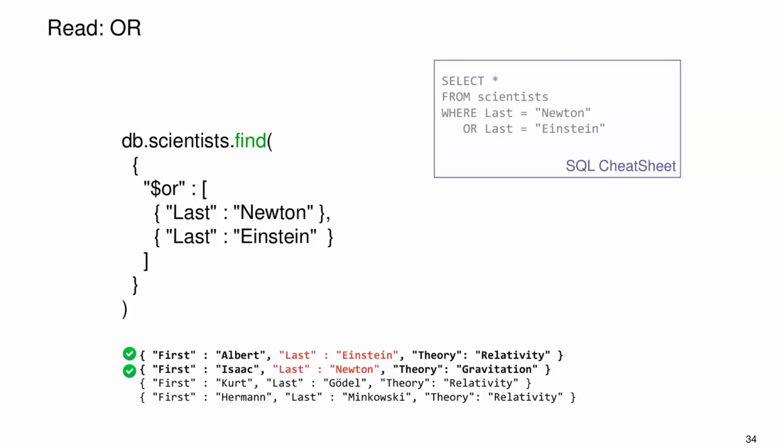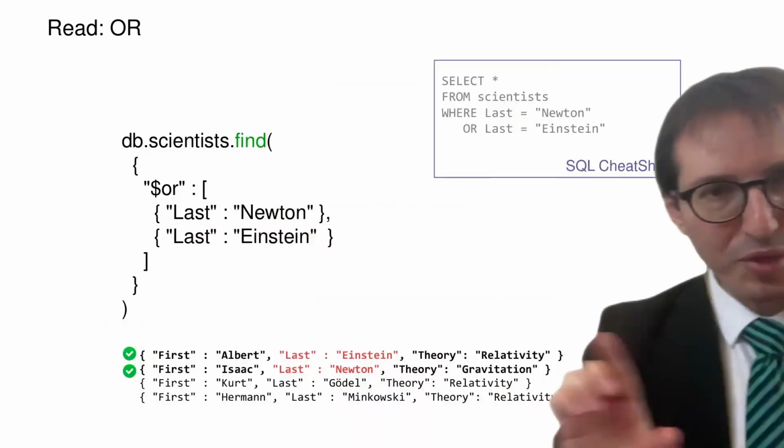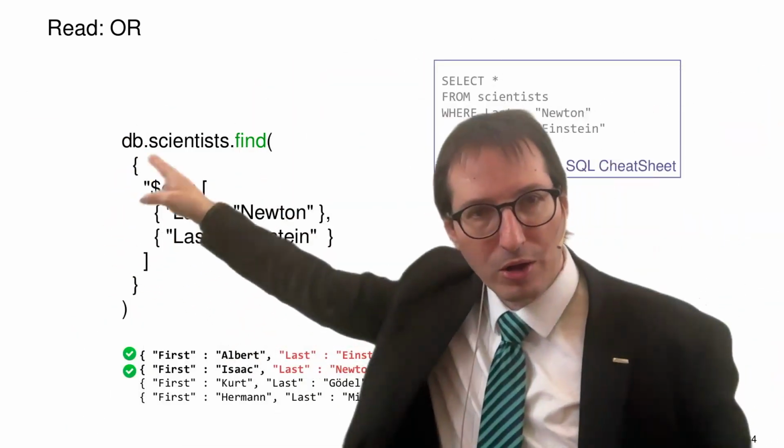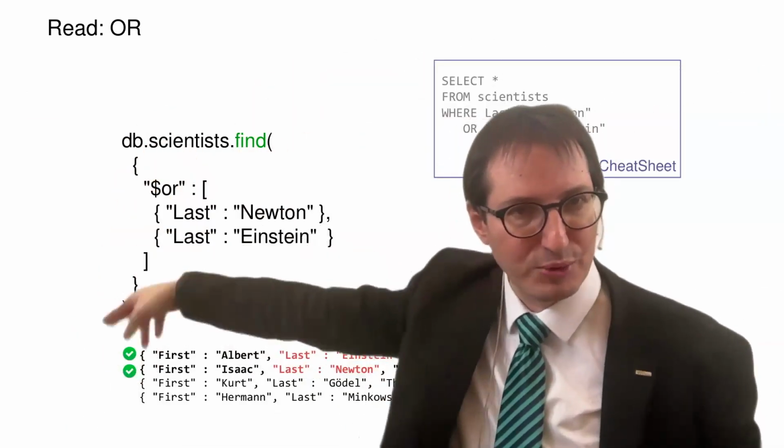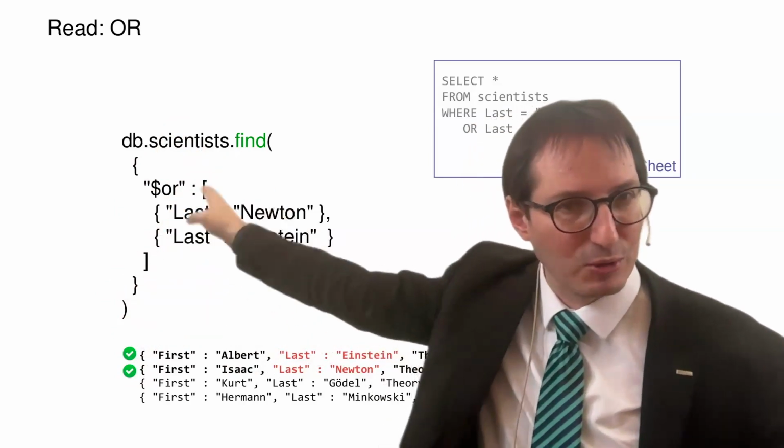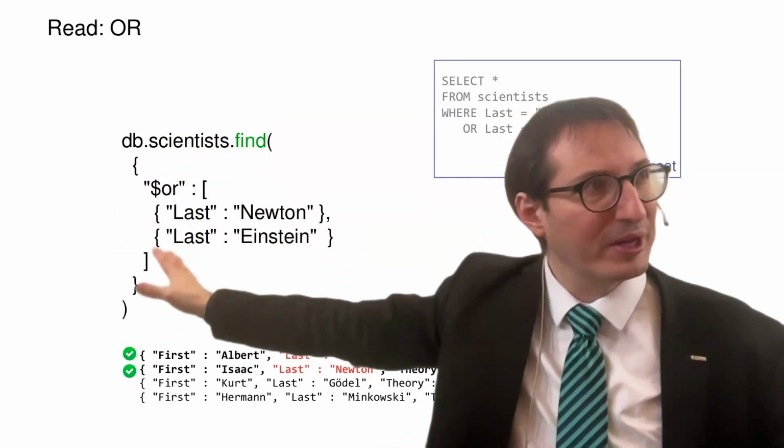So last is Newton or last is Einstein. And again, here you see it's an API, it's not a query language. Because if you compare the two, you have these two things I told you earlier: a lot of opening and closing parentheses, opening and closing curly braces, opening and closing arrays, and so on, which becomes very complex to write.